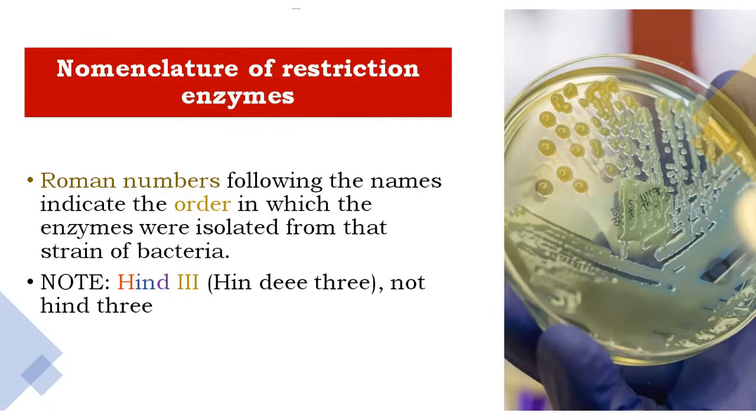HindD3. H for Haemophilus, the genus of the bacteria. In for influenzae. So Haemophilus influenzae, the strain D, third in the series. So from Haemophilus influenzae, the D strain, this was the third restriction enzyme to be isolated. So that is how we give the names to these restriction enzymes.